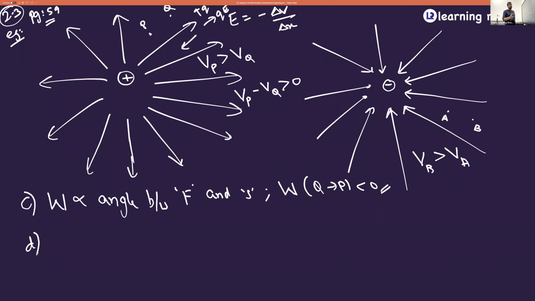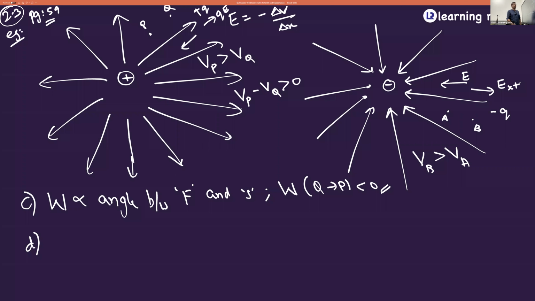So what do you have here? You have a negative charge. The negative charge is moved from B to A. Right. So this is the direction of electric field. This will be the direction of external force, because external force is always applied in the direction opposite to the electric field.